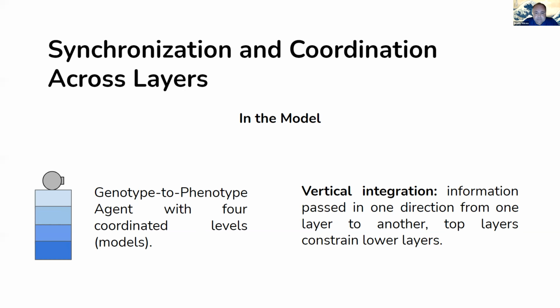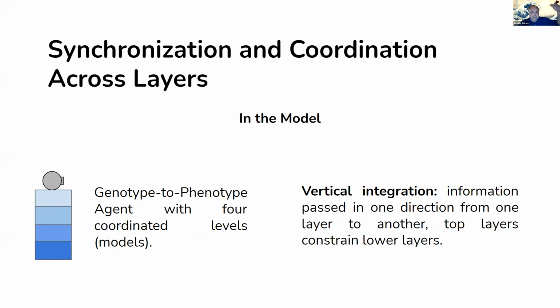One is borrowed directly from biology, and that's vertical integration. So vertical integration is where information is passed in one direction from one layer to another. The top layers are constraining the lower layers, and the lower layers are giving information upward. So in this case, we have a genotype to phenotype agent with 4 coordinated levels. And so this is one way to think about these levels being integrated.